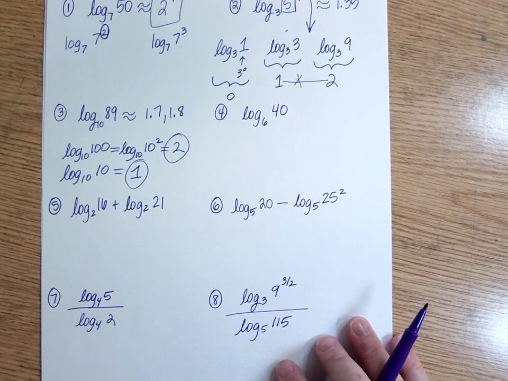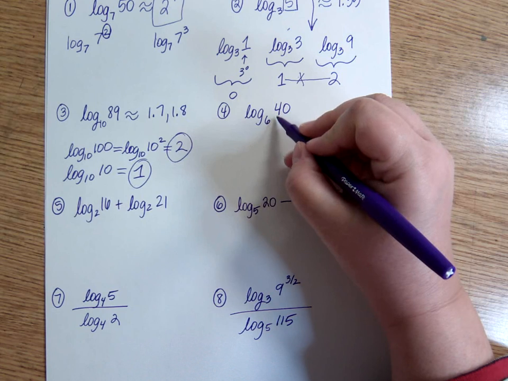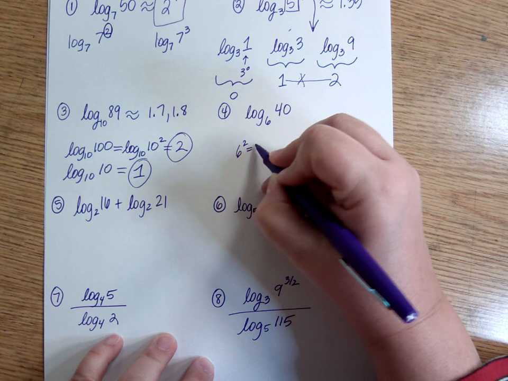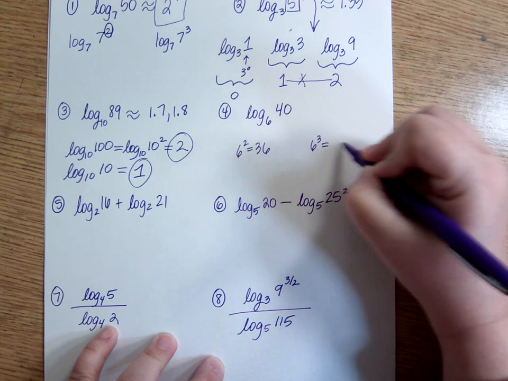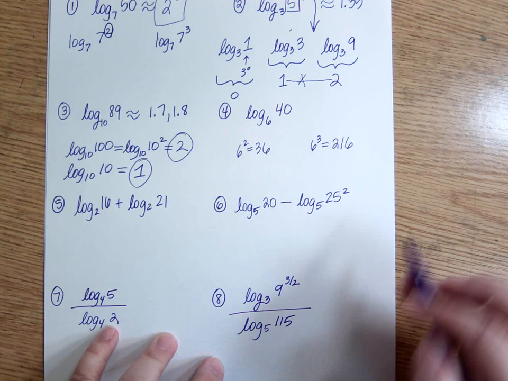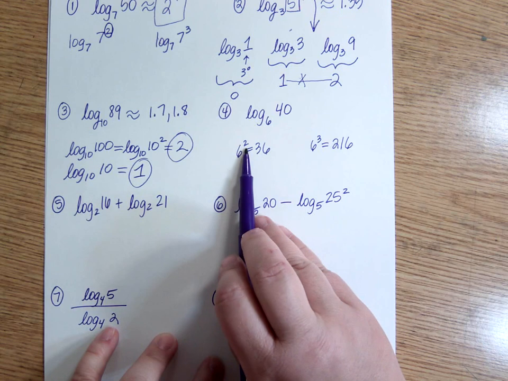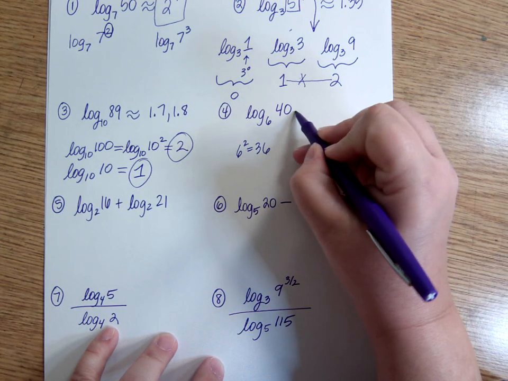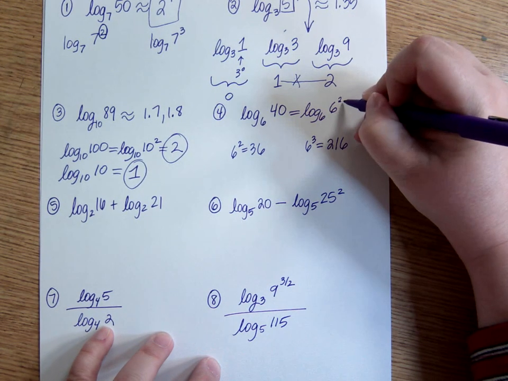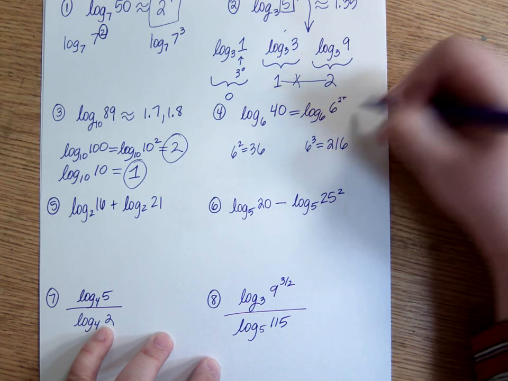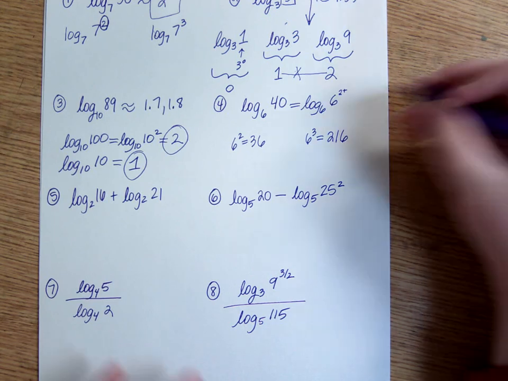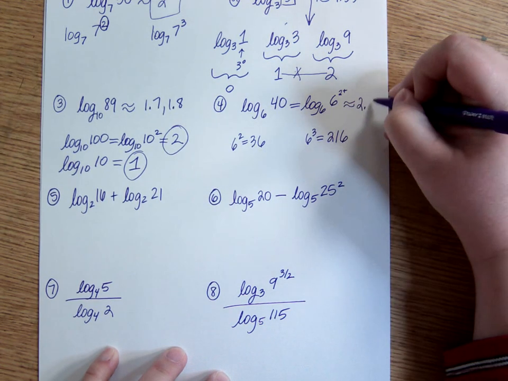Log base 6 of 40. What power of 6 is 40 close to? Well, thinking of the powers of 6, 6 squared is 36. 6 cubed is, I think, 216. Yeah. Okay. So 40 is much closer to this one. So we're basically saying this is log base 6 of 6 to what power? And we're going to say this is like 2 point something. 2 plus. So 2.06, 2.09, 2.15, something small. Let's go with 2.1.